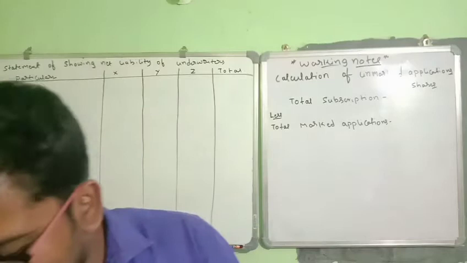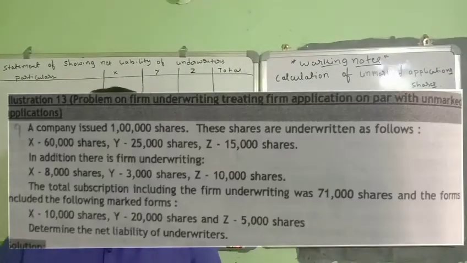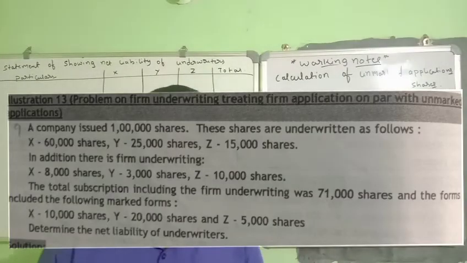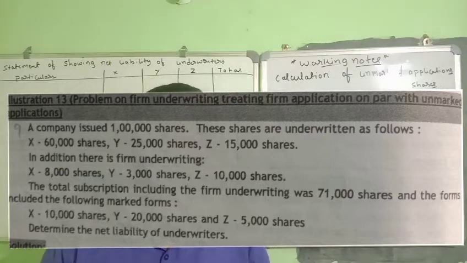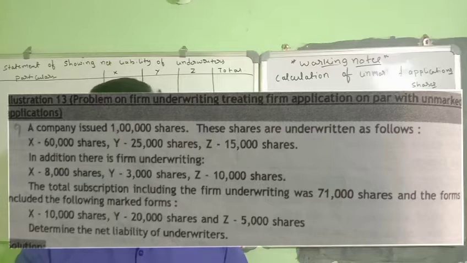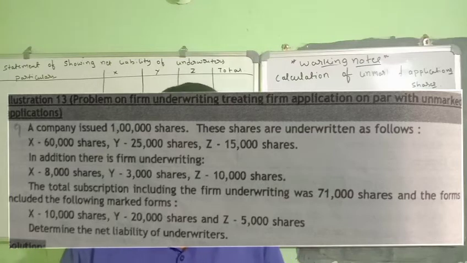So let us start the question. A company issued 1 lakh shares. That means the company overall issued 1 lakh shares. These shares were underwritten as follows: X 60,000, Y 25,000, Z 15,000. That is what we call gross liability, the number of shares allotted to each underwriter.